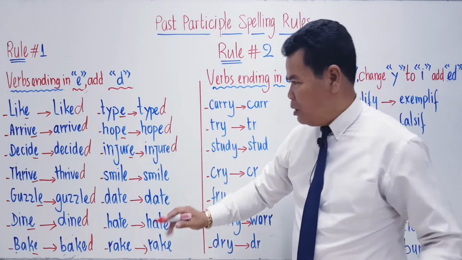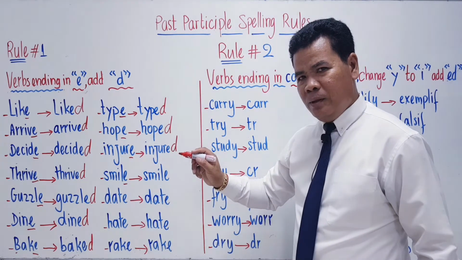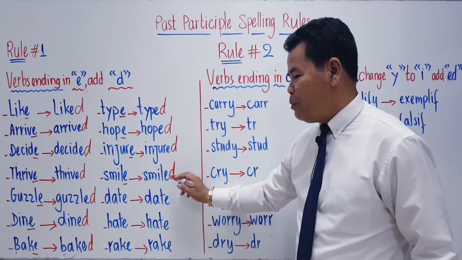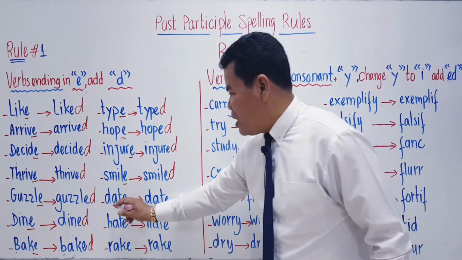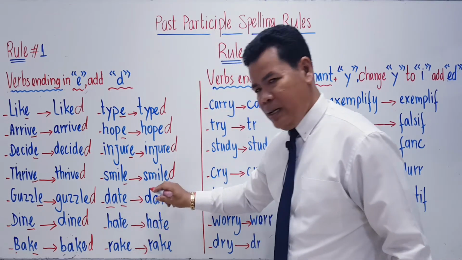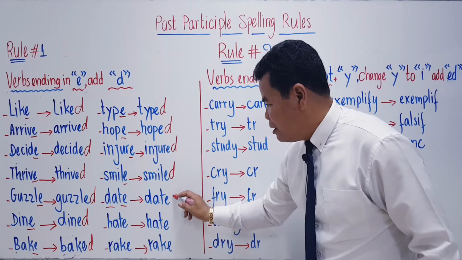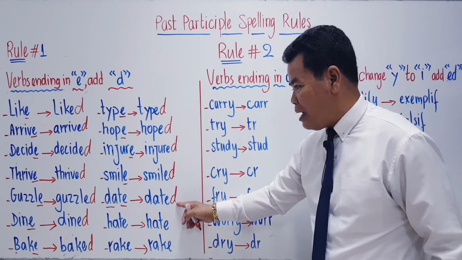Nothing more. Smile. E at the end. And when we go to the past participle, you have to add one more D. We have smiled. Date, E at the end. And when we make it into the past participle, we have dated. Just add D at the end of the verb.